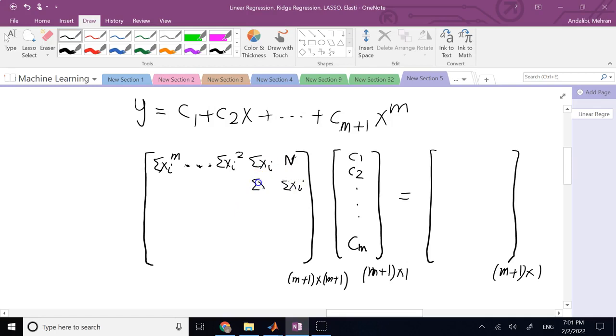This one, that was x, becomes xi squared. This one becomes xi cubed. And you go all the way up to xi to the m plus 1. And you go down all the way. Here you start with summation of xi to the m, summation of xi to the m plus 1, m plus 2, all the way to 2m.